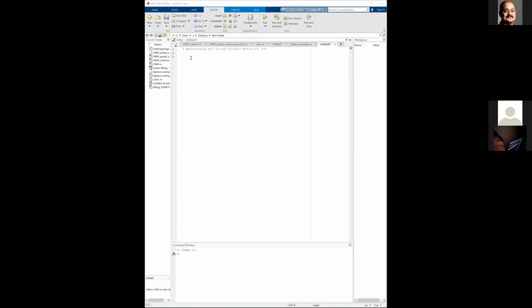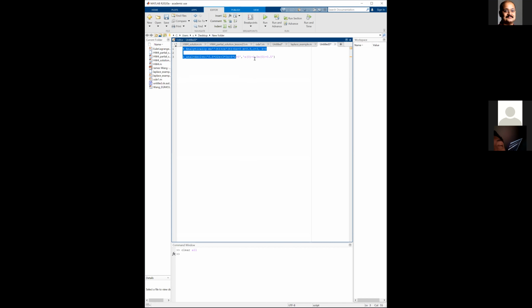Now this command goes something like this, and I'm going to type this in the chat window, and I will explain what this command is. So 0.8 d2x is the second derivative, which is m x double dot of t. c is 3 multiplied by dx, which is the derivative of x, plus 8 multiplied by x is equal to 0, which is the right hand side of this equation. Everyone understood this?